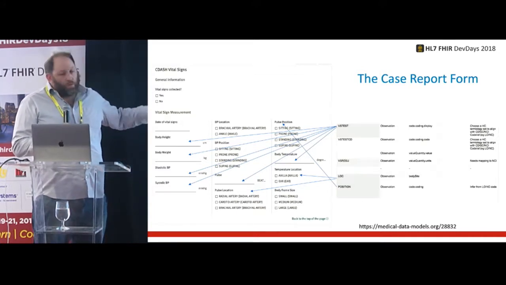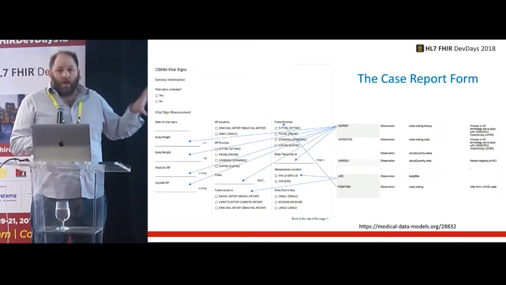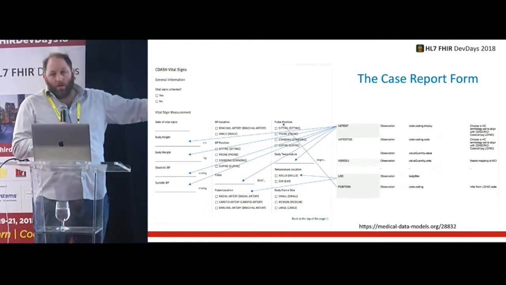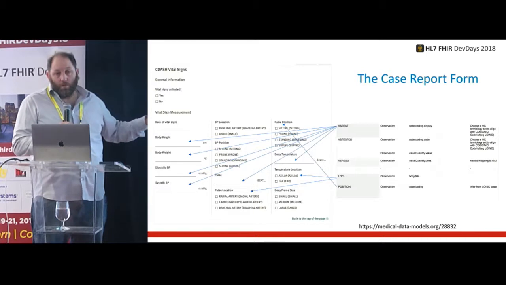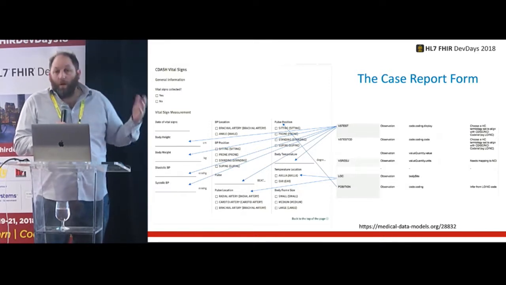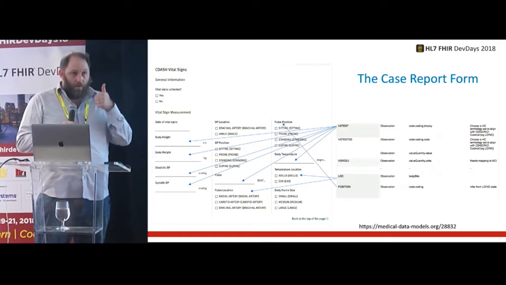The trouble with that is, if we were to start pulling the stuff straight from the research systems, we'd need to actually do a lot of mapping. So on the left-hand side is the form itself, and on the right-hand side, we've got a bunch of mappings that we've started putting together.